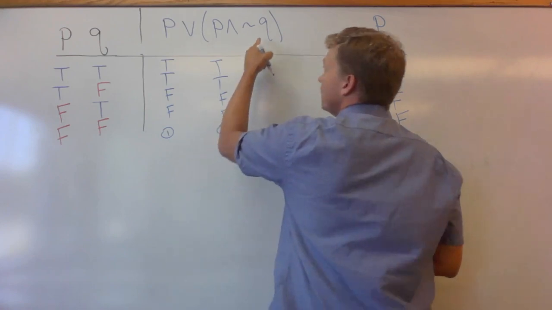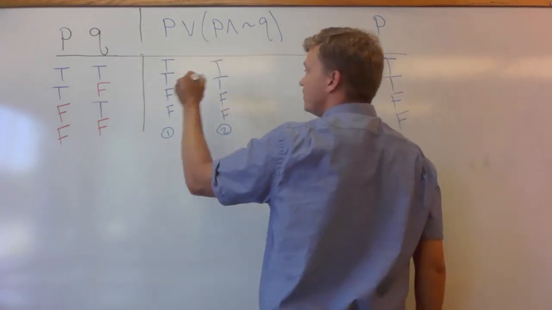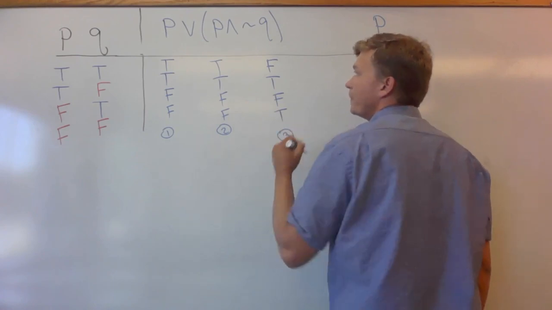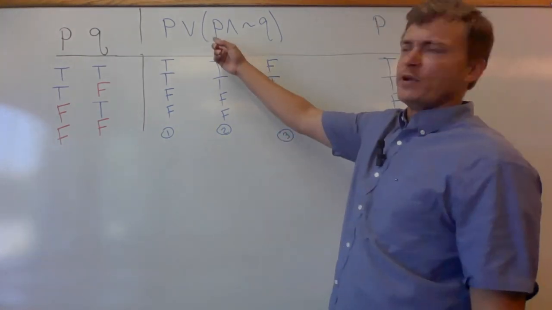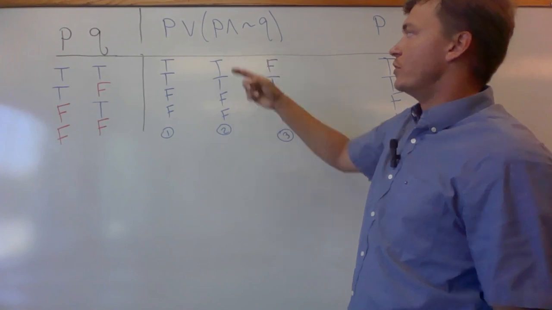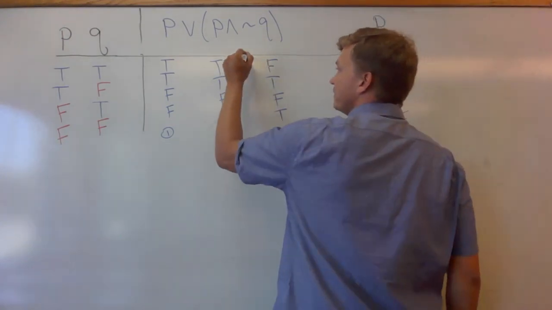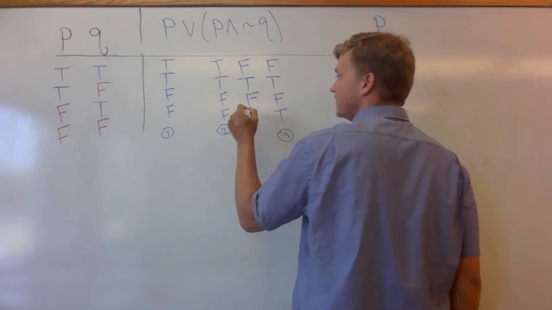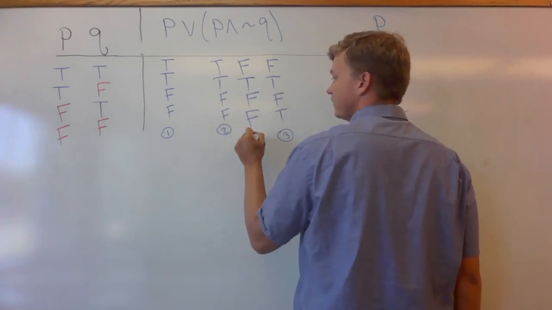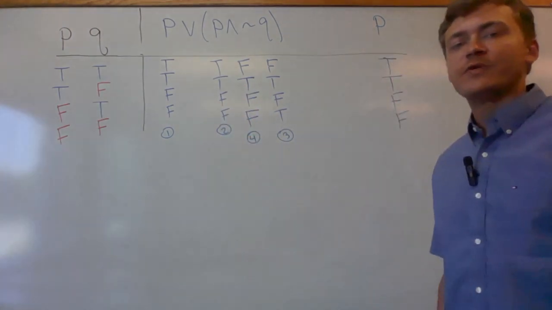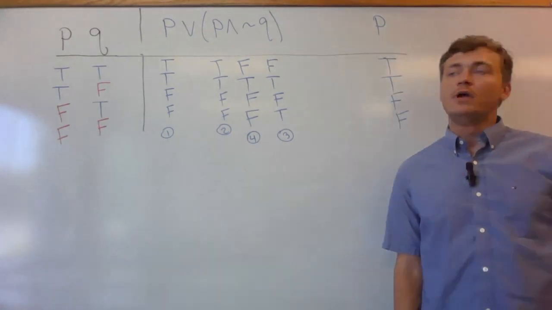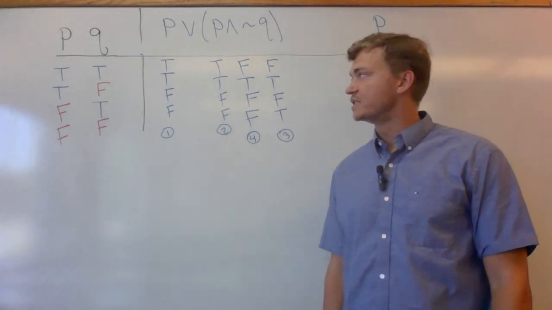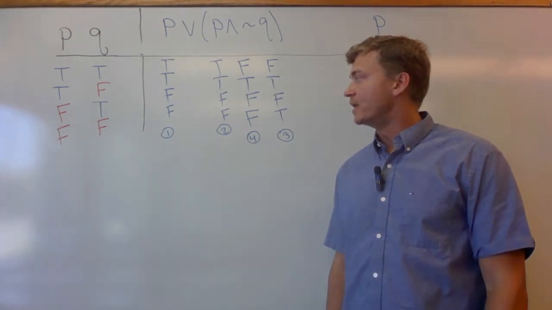Step two. Not Q, the negation of Q, is FTFT. Step three. Inside parentheses, we have the conjunction, so we'll go there. T and F is F. T and T is T. F and F is F. F and T is F. Again, if we need to revisit that, go back to our previous video quantifiers and logic statements and take a peek at that there.